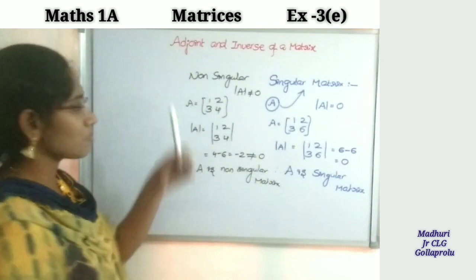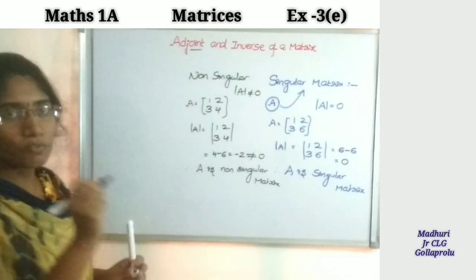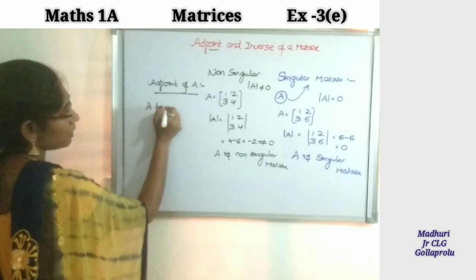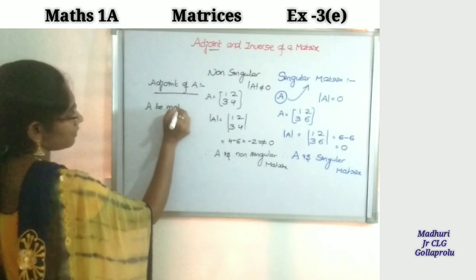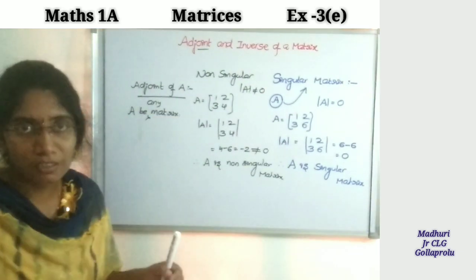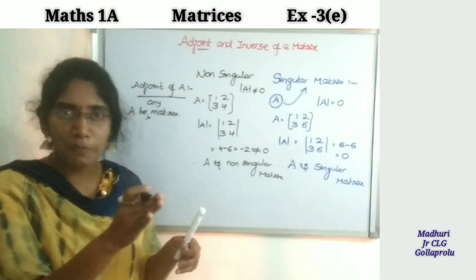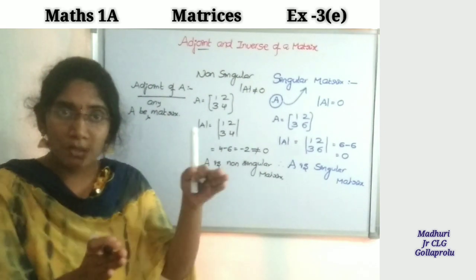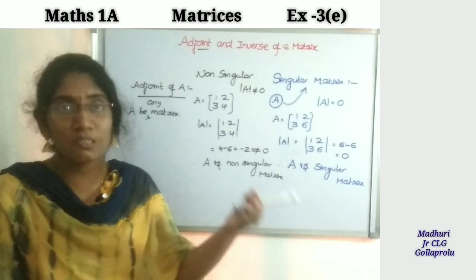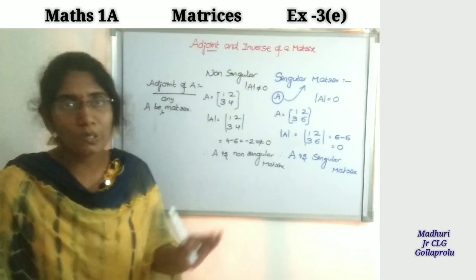Now coming to the next definition, adjoint of a matrix. First I take one matrix, let A be any matrix. Adjoint matrix is nothing but the transpose of the matrix obtained by replacing the elements of the matrix by its corresponding cofactors. This is called the adjoint matrix.